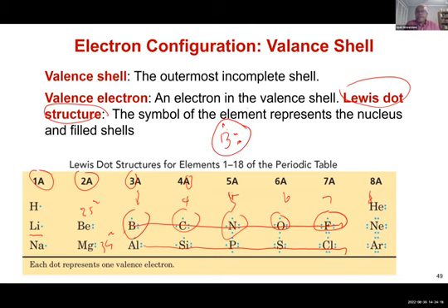How do you obtain them? You write down the atomic symbol and put the number of valence electrons around it. We're going to talk about it more. So you understand how to look at the valence shell electrons for main group elements with 1A, 2A, 3A, up to 8A.